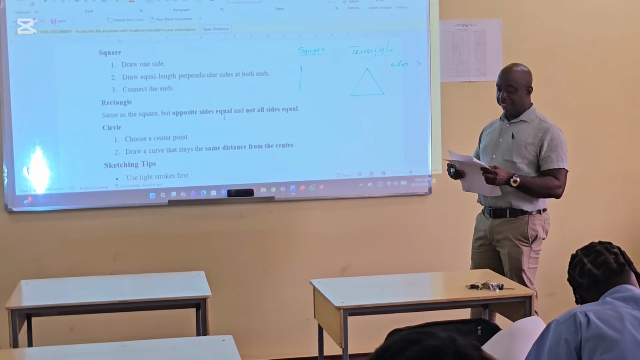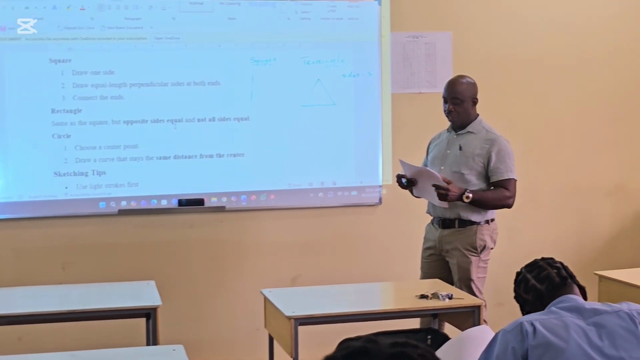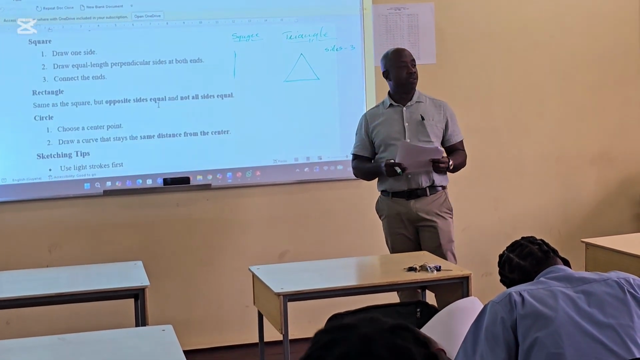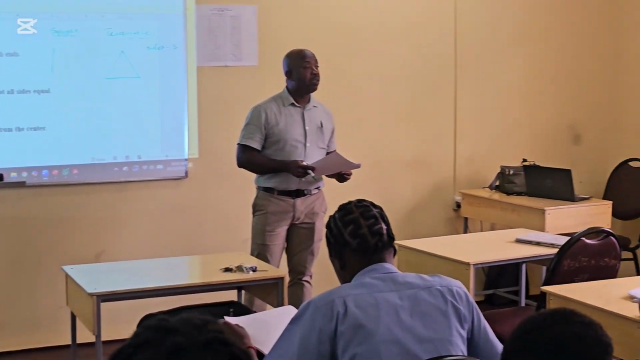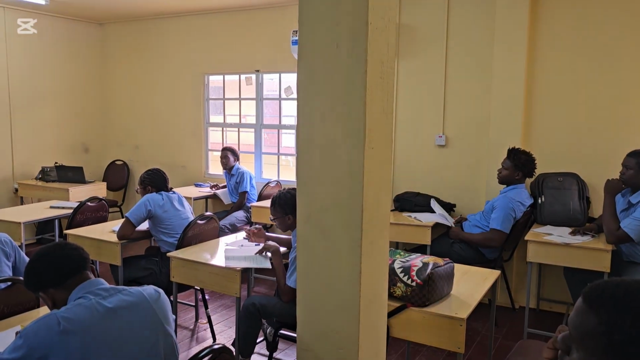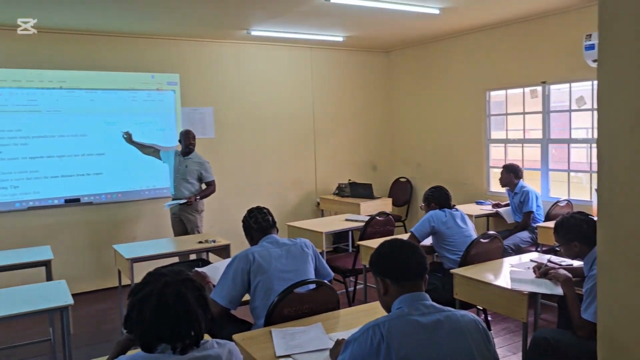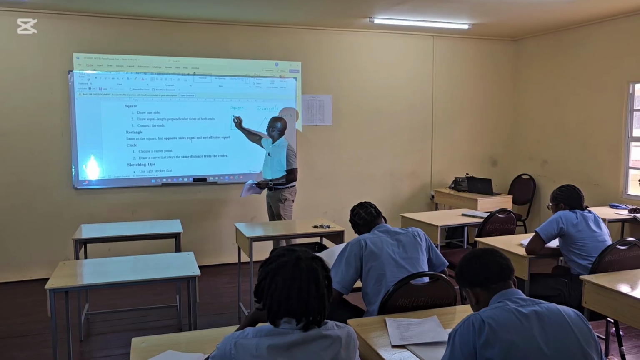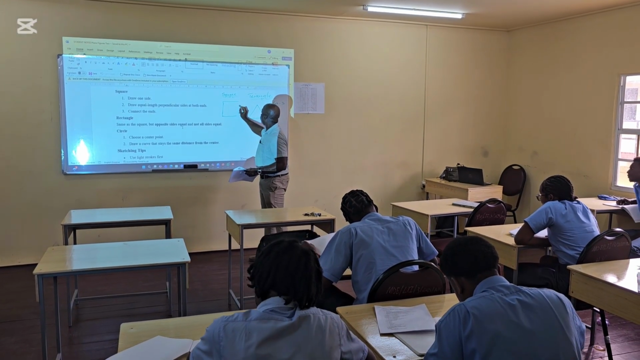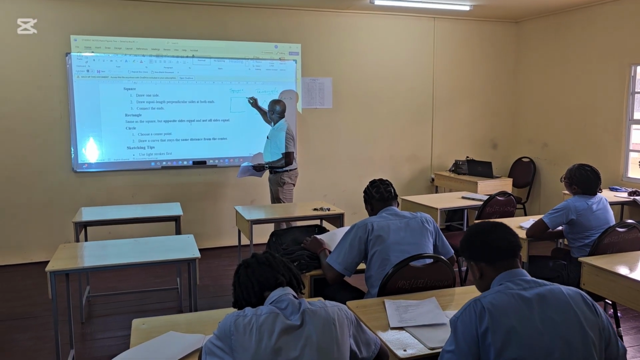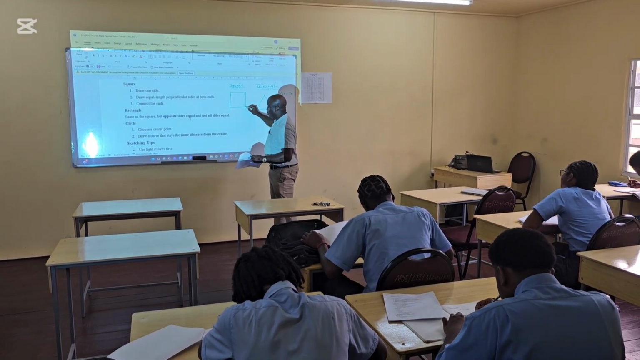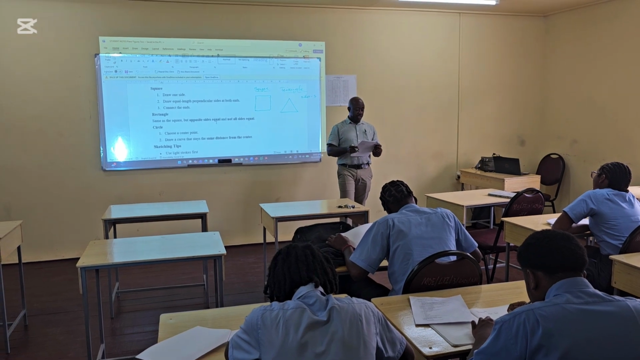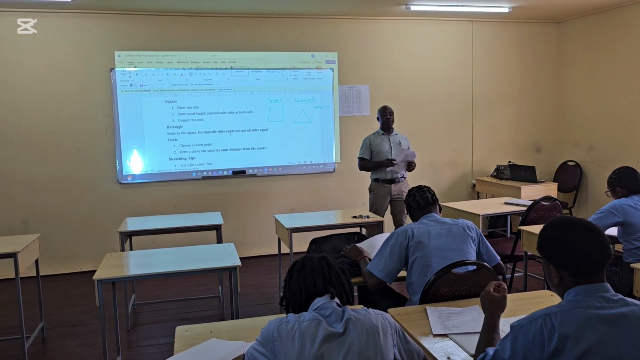Draw equal length perpendicular sides on both ends. Meaning what? Go again. The opposite side. Will you mean draw it like this? Yes. So you draw the bottom if you want, then you draw the top, make sure that they are straight, and then you connect the two projecting sides, connect the ends of the two sides.